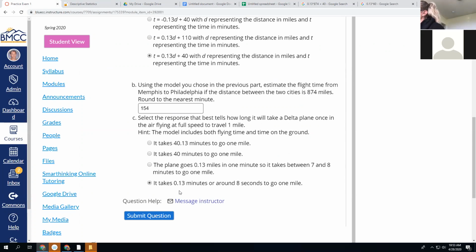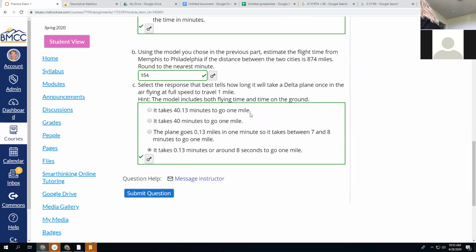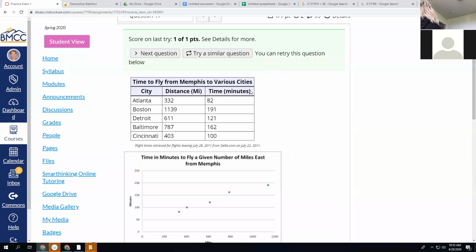Again, what were the cues that led me to think about slope here? They asked me to compare the time to the distance, and that's what slope does. It compares one variable to the other as they change. That's why I thought that. Is that the right one? Got it right. I work well under pressure some days. All right, let's try the next one.